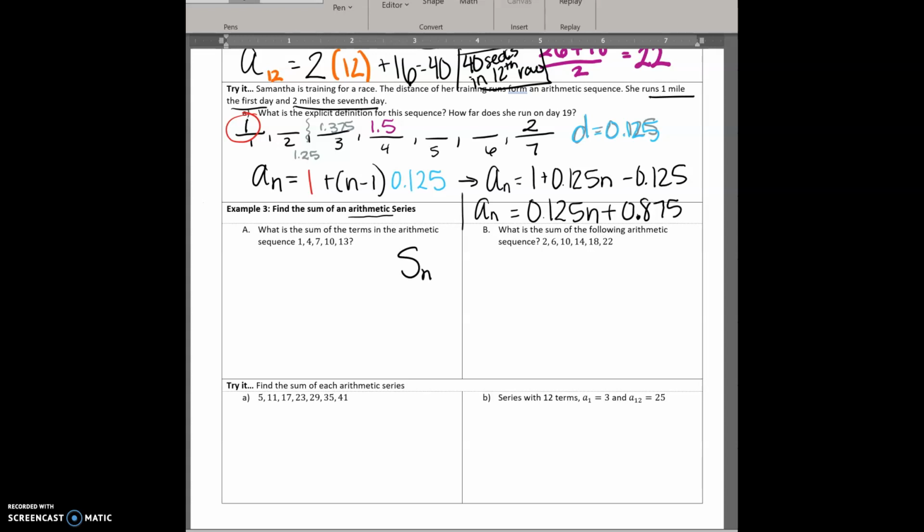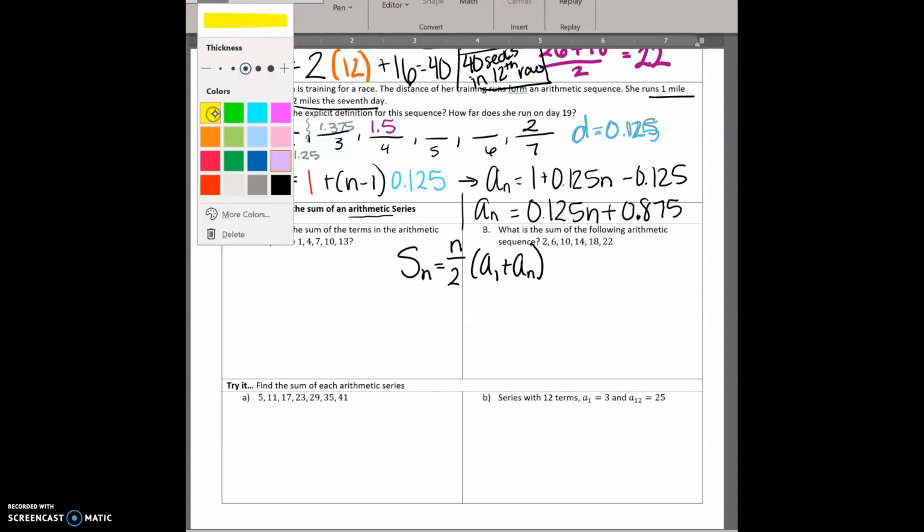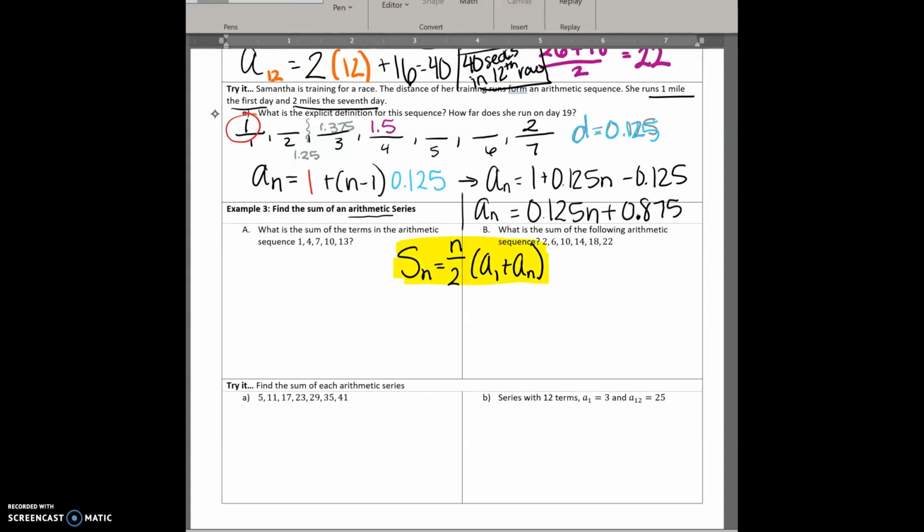The sum of n is n divided by 2, and then the first term plus the last term, in parentheses, being multiplied to the n over 2. So this right here is something really important to keep at hand. It's going to be something we use each time.